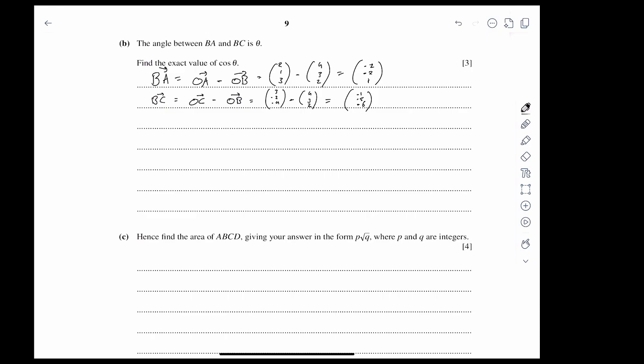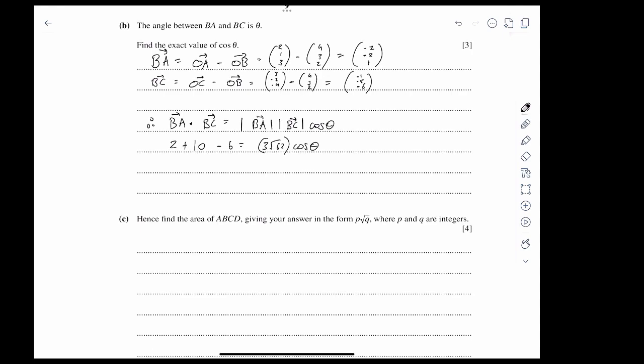Plugging this into the dot product formula, A dot B is equal to the magnitude of A, magnitude of B, cos theta, we will get 2 plus 10 minus 6 is equal to root 9 times root 62 cos theta, which we can finally rearrange to get an exact answer of 2 over root 62.